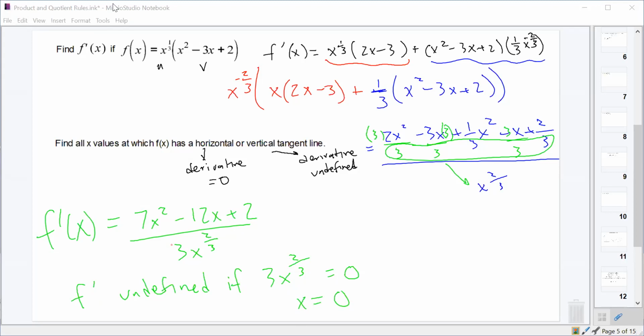When the numerator is 0. Yeah, when the numerator is equal to 0. So f prime equals 0 if 7x squared minus 12x plus 2 equals 0. Which gives us what? Does that factor?